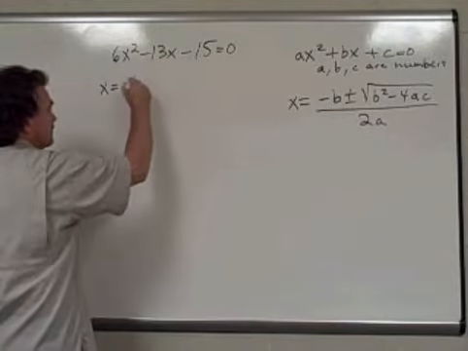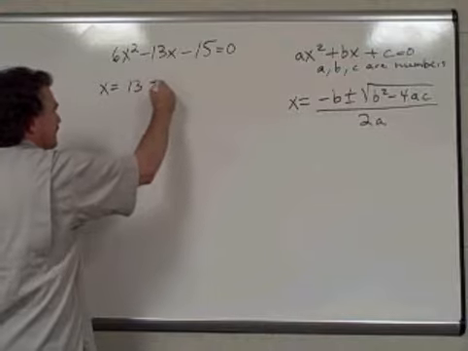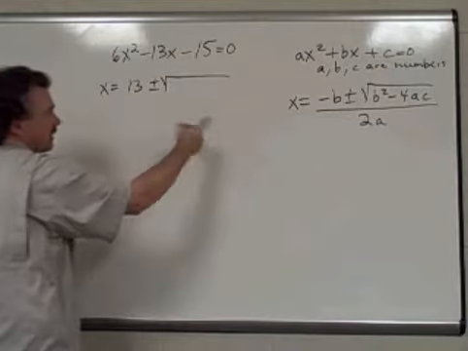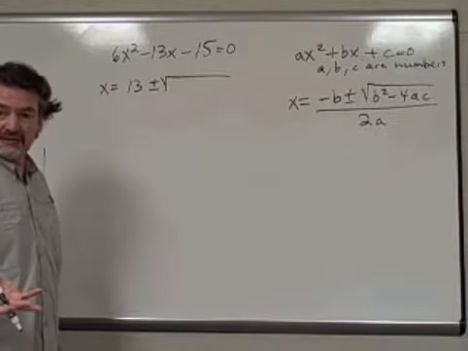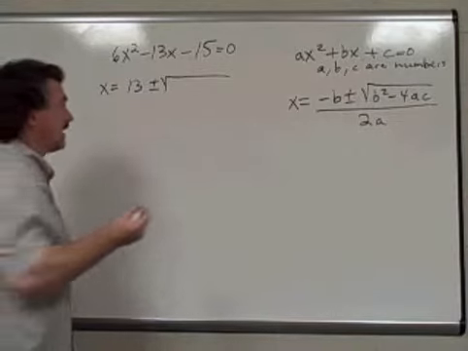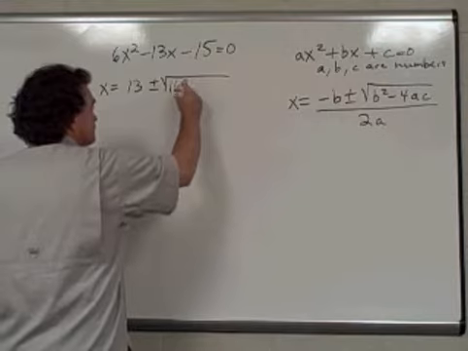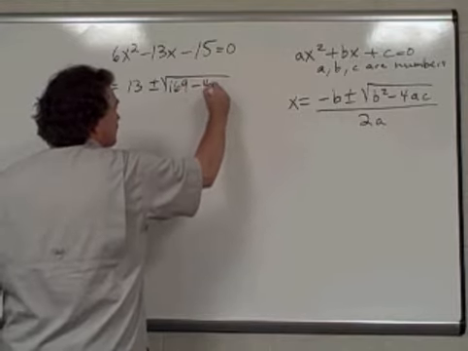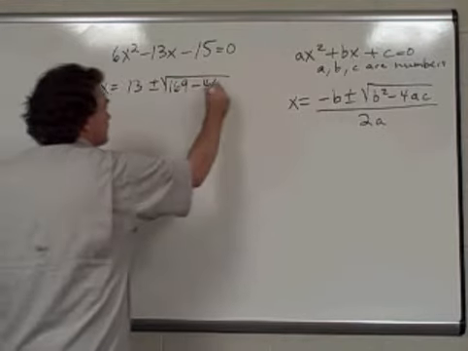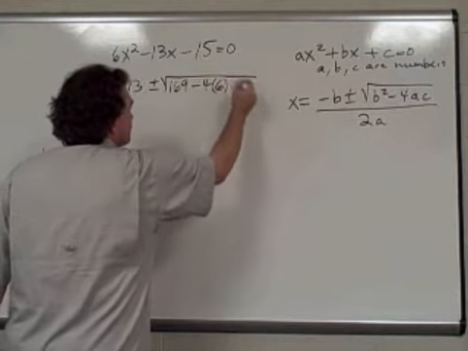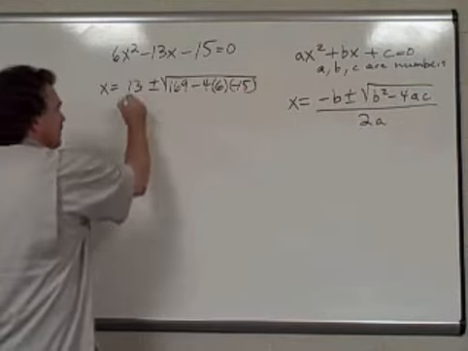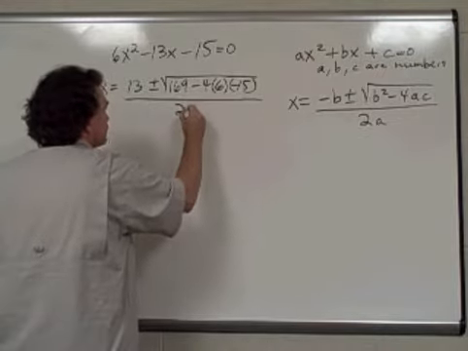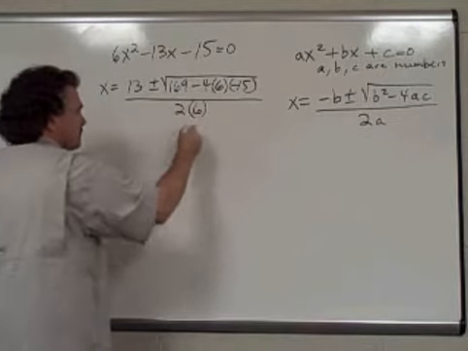Opposite of negative 13 is positive 13, plus or minus the square root of b squared. Well, the square of negative 13 is 169, minus 4 times the a coefficient, which is 6, times the c coefficient, which is negative 15. All of that divided by 2 times the a coefficient, which is 6.